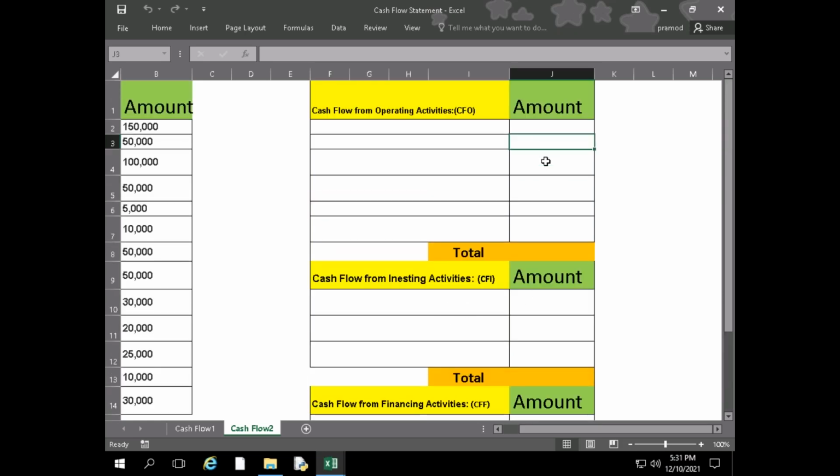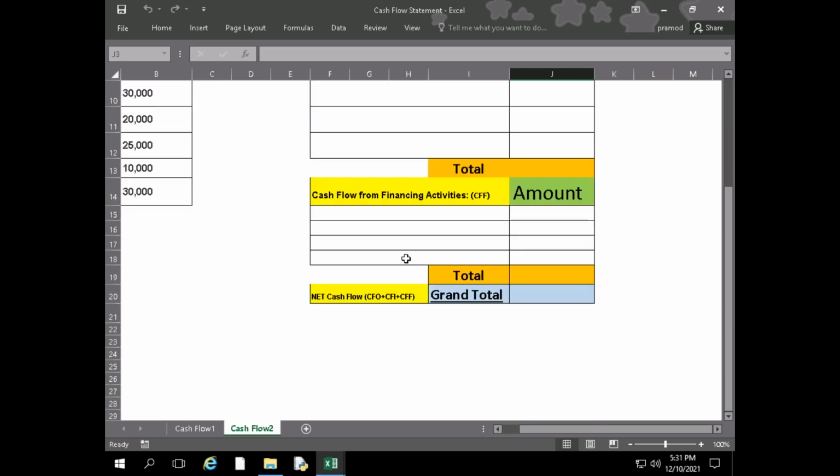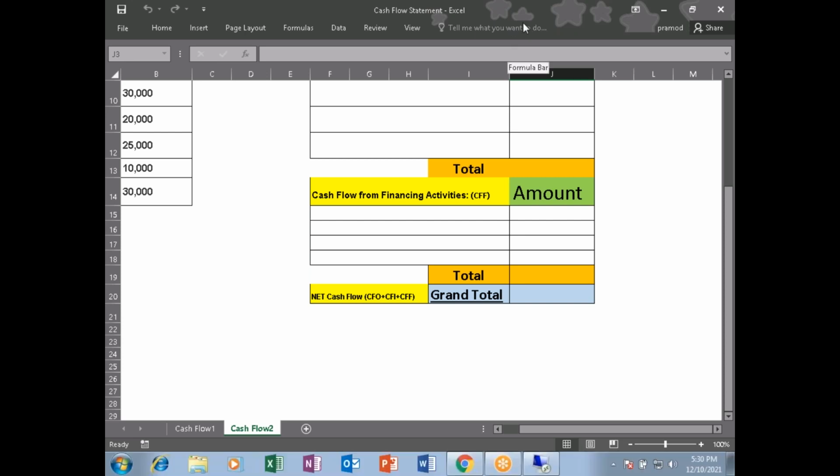So short-term and long-term loans also will come under financing activities, sir. Correct, yes, 100%. But whether it is flowing in or flowing out, you need to understand. Then in the first, sir, only operating expenses that we should enter.